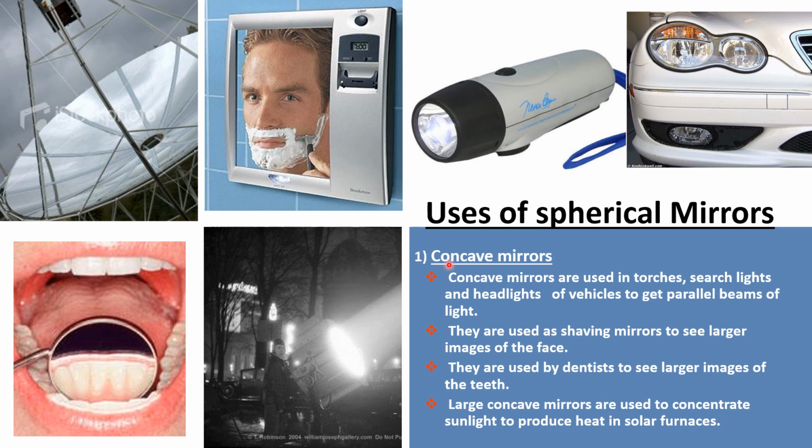Uses of spherical mirrors. We are going to see the uses of the concave mirror and the convex mirror. First, the uses of the concave mirror. Concave mirrors are used in torches, searchlights and headlights of vehicles to get a powerful parallel beam of light. Second, they are used as shaving mirrors because they produce larger images of the face, so it can be clearly seen. Next, concave mirrors are also used by dentists to see larger images of the teeth, so they can clearly do their procedures.